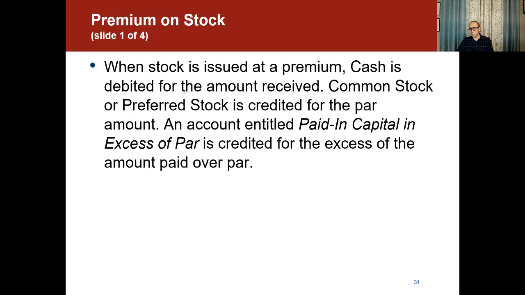So when the stock is issued at a premium, cash is debited for the amounts received, which is basically going to be higher than the par value of the common stock issued, or preferred stock. So common stock or preferred stock is credited for the par amount, and then an account entitled paid in capital in excess of par is credited for the excess of the amount paid over par. So let's see an example.